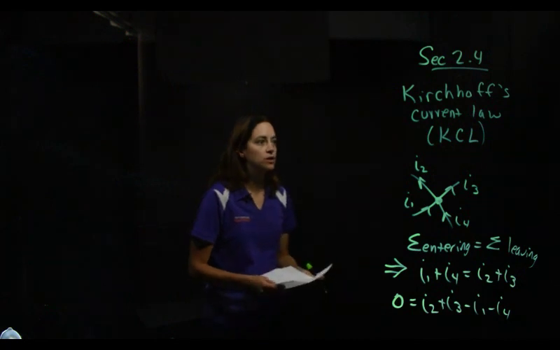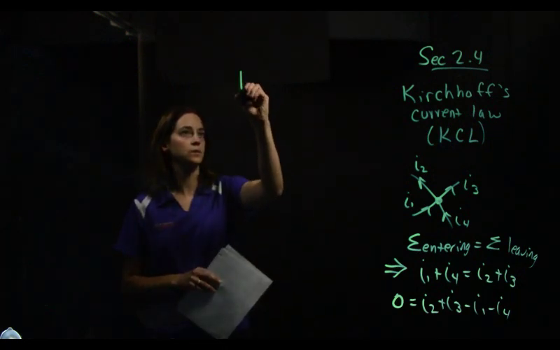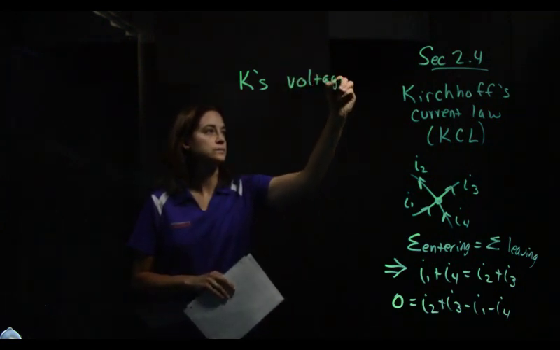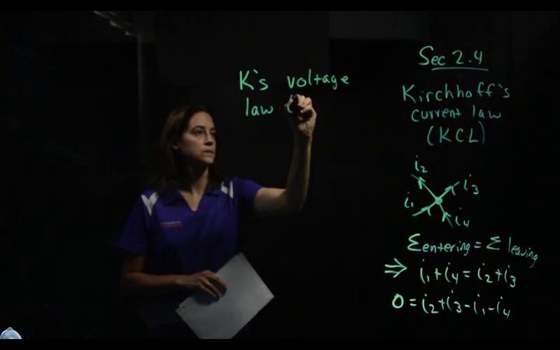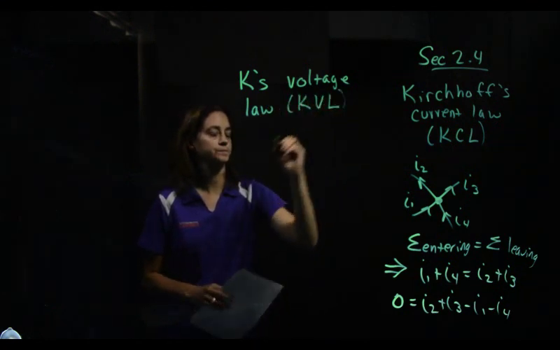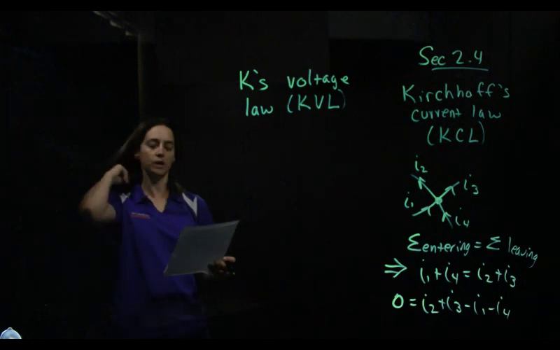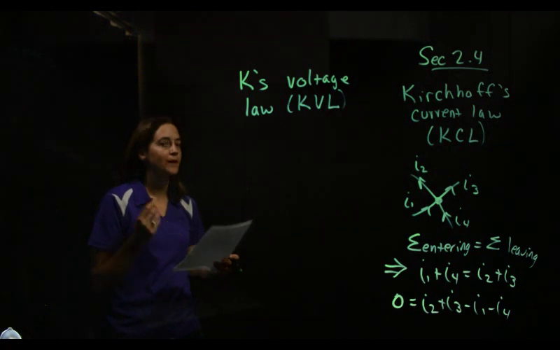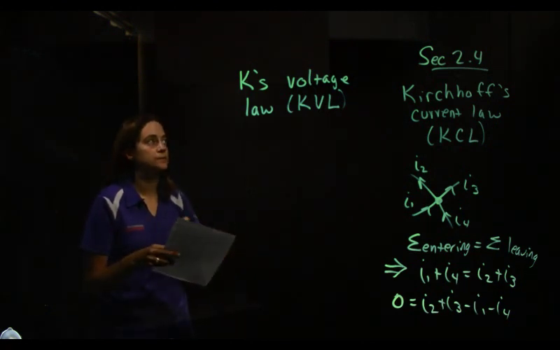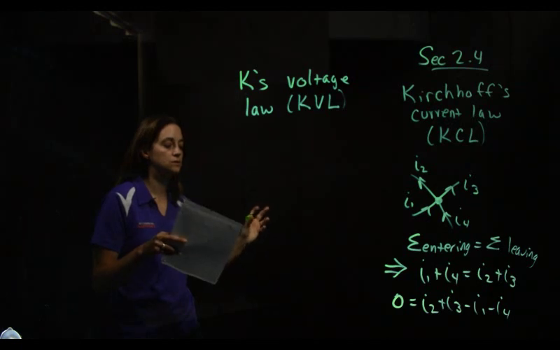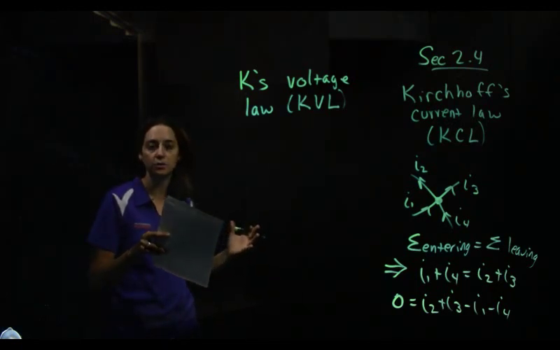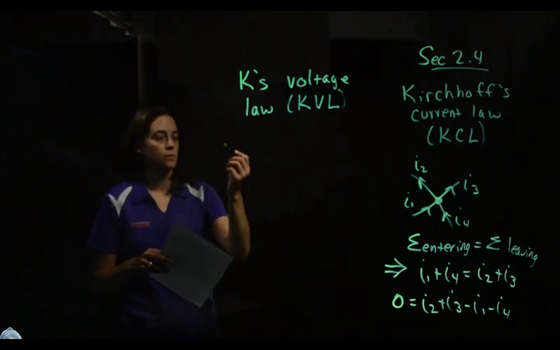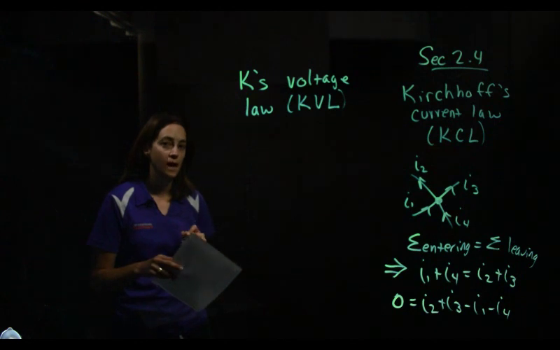The second law is Kirchhoff's voltage law. So let's get lazy here and say K's voltage law. This is KVL. And KVL states that the algebraic sum of all voltages around a closed path or a loop is 0. Again, obviously, right? If I have a positive voltage, then I need a negative voltage on the other side. Whatever is being supplied is being absorbed.